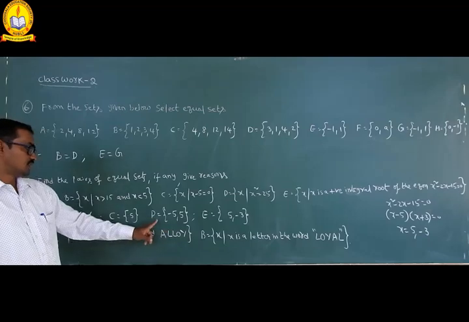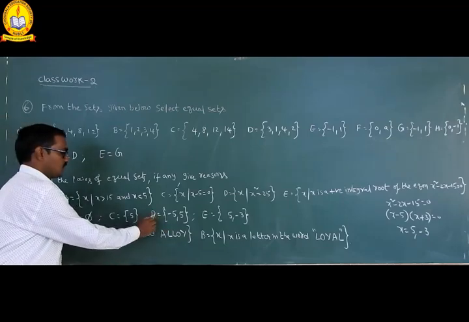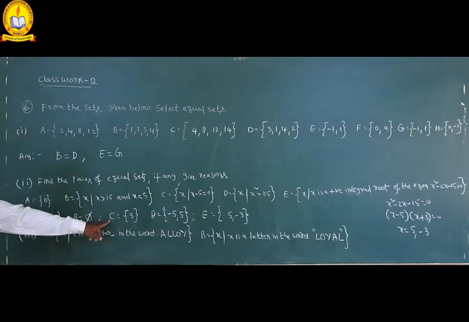Set E is {5, -3}, set D is {-5, +5}, set C is equal to singleton 5, set B is equal to the empty set, set A is equal to singleton 0.